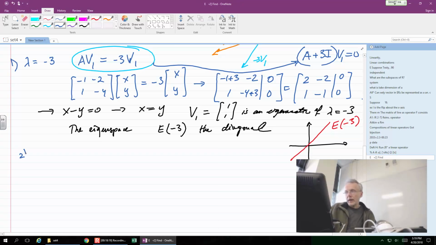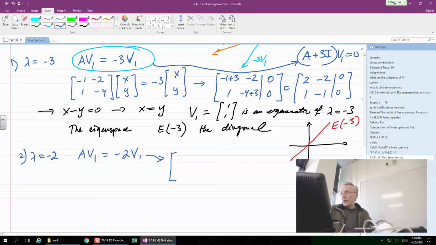So the second eigenvector is taken, eigenvalue is taken, which is negative 2, and we do the same thing. A v1 is equal to negative 2 v1 this time. I'm not going to go through these things again. I go straight to the augmented matrix. So remember what it is. I take my matrix A, which is over there on the left, and add 2 to each of the diagonal terms. So it will be negative 1 plus 2 rather than plus 3. So these are the same. And negative 4 plus 2 again.